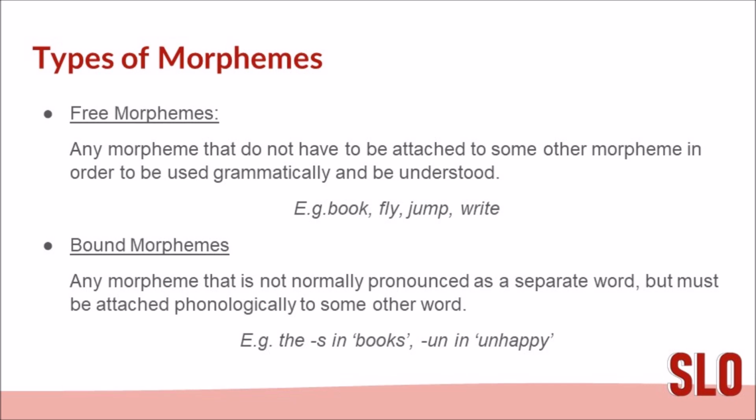There are 2 types of morpheme. Free morphemes are any morphemes that do not have to be attached to some other morpheme in order to be used grammatically and be understood. This refers to examples such as book, fly, jump, and write. Bound morpheme refers to any morpheme that is not pronounced normally as a separate word, but must be attached phonologically to some other word, such as the S in books and un in unhappy.